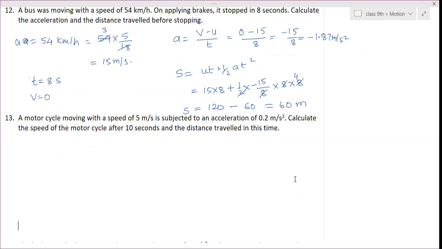Tanya, one simple mistake you have done. Check. When everything cancels, it doesn't mean the answer is 0. It's 60 meters. Yes, right, Daphne.